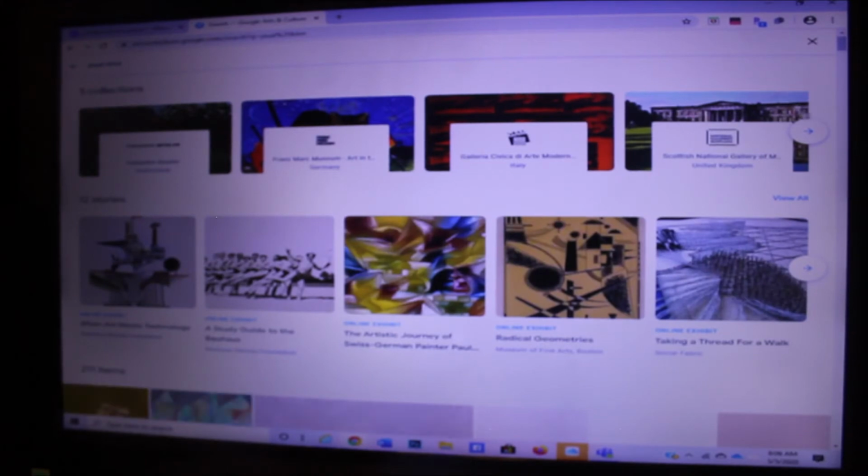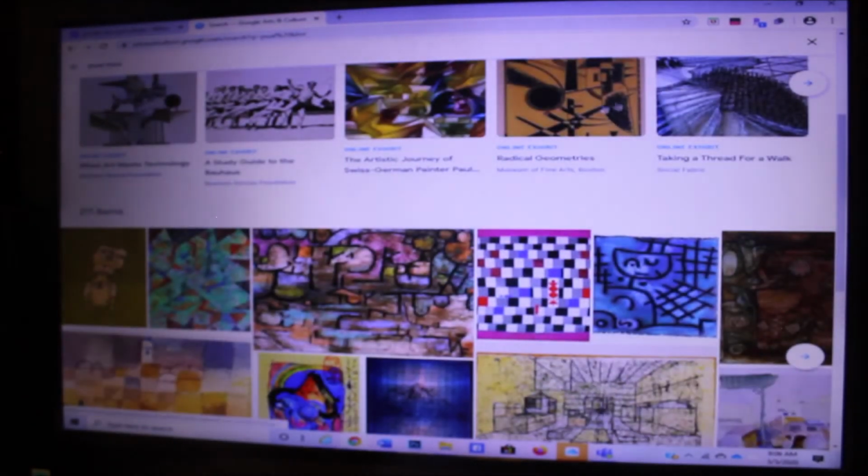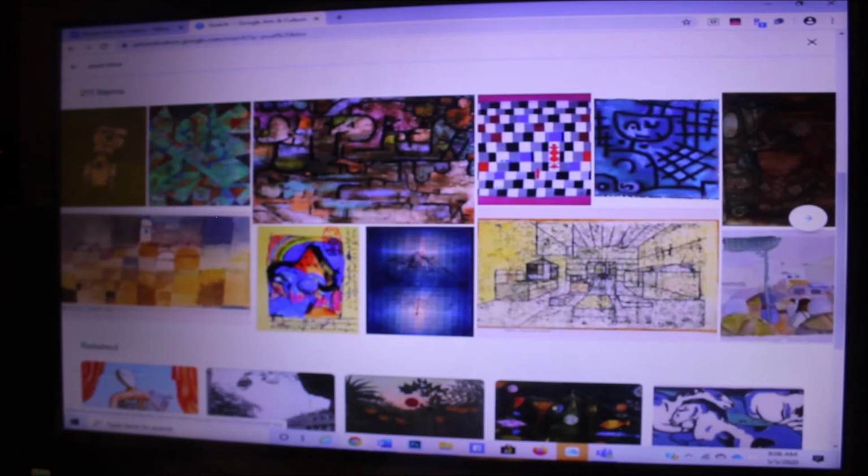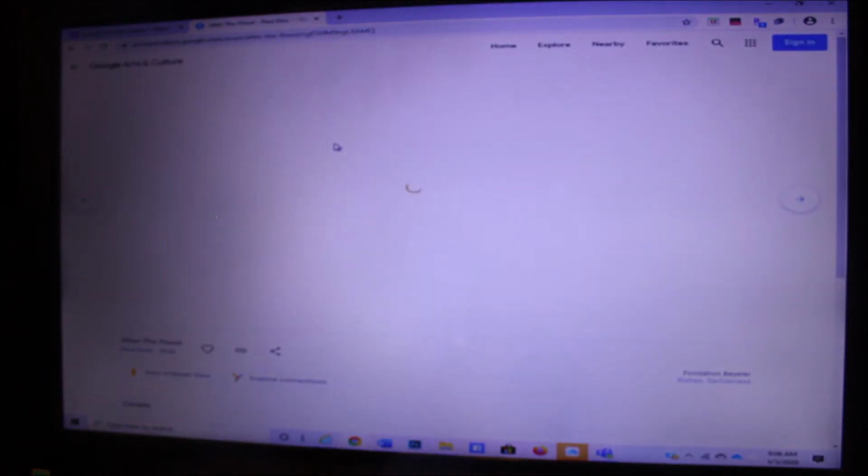So look, this is actually one of many of his artworks here. I don't know why that's not even a Paul Klee work, but this one is. This one is called After the Flood, Let It Go.